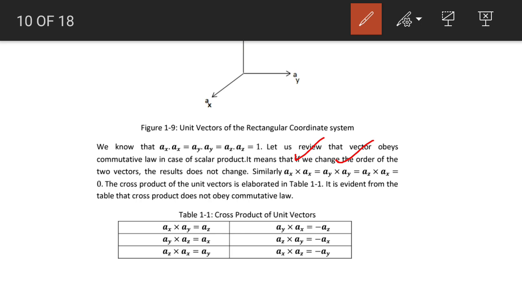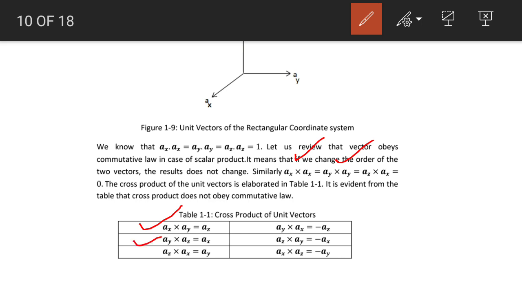If we consider the cross product of ax and ay, the cross product of ax and ay results in az. We can find this resultant unit vector with the help of the right hand rule. Just apply the right hand rule and you will come to know that the resultant vector in this particular case is az.